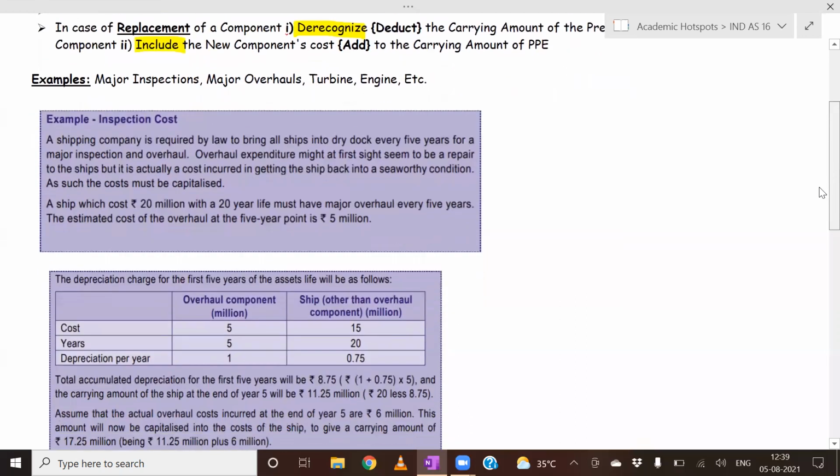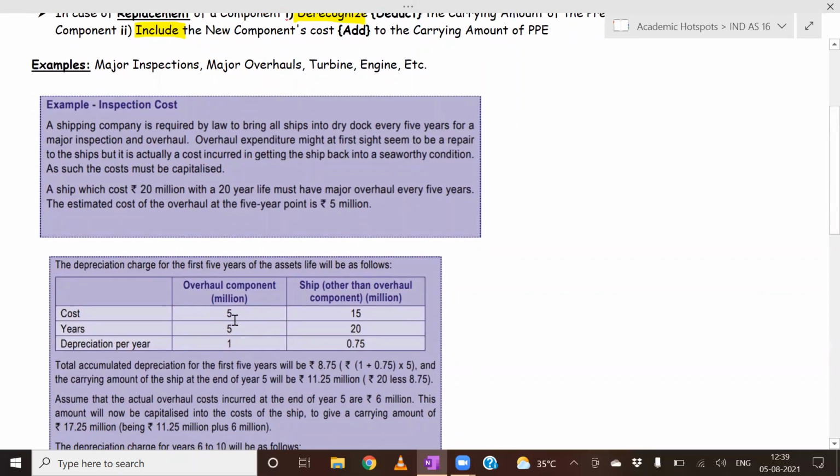Now, as you can see here, like I just told you, step one, you have to identify the components, which are the major overhaul and the ship apart from the overhaul. Second thing, you need to bifurcate the carrying amounts. So the total carrying amount was 20 million. However, within that, 5 million is the overhaul component, and the remaining balancing 15 million goes for the ship, other than the overhaul component. Now you have to depreciate them over their respective useful lives. Hence, the 5 million gets depreciated over 5 years and 15 million over 20 years. So as you can see, over a period of 5 years, this major overhaul expenditure that is estimated to happen would just get written off as depreciation.